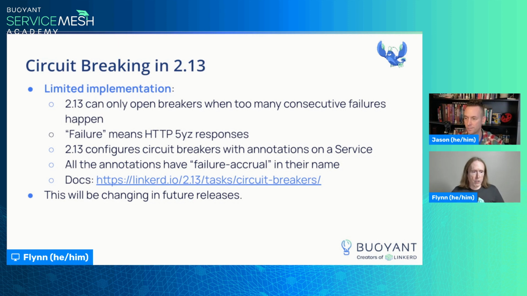Failure to circuit breakers right now means HTTP 5 series responses. So 4 series responses can come back all the time, but we won't open the circuit breaker for those. The reason is that a 4 series response is supposed to be telling the client that they've done something wrong and can retry. So shutting down the endpoint of the workload when the client is doing something wrong doesn't really make a lot of sense. On the roadmap is being able to configure which responses are considered failures and which are not, but we can't do that just yet.